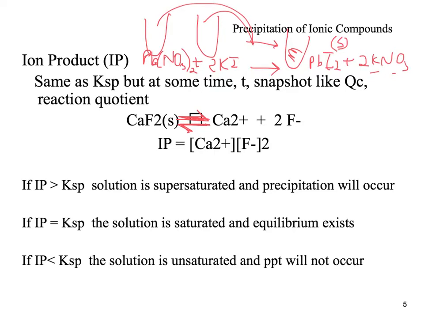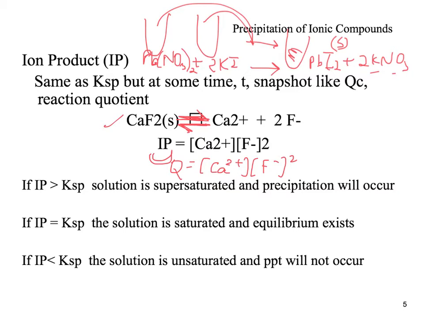What that means is that if you had CaF2 in equilibrium with Ca2+ and 2F-, the ionic product, so sometimes you can write it as IP, some people continue to use a Q for the reaction quotient, is going to be equal to Ca2+ times F- squared. Realize that this is going to be exactly the same way as a KSP is written, because a KSP is the equilibrium constant and Q, or IP, the ion product, is the reaction quotient.